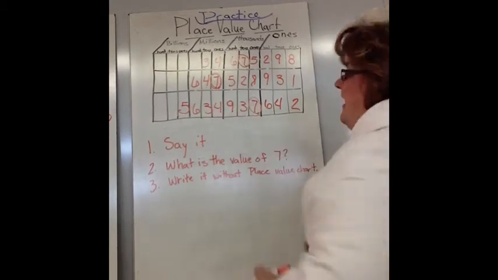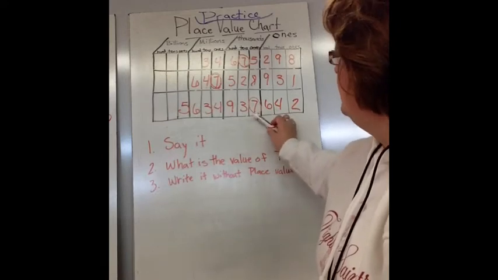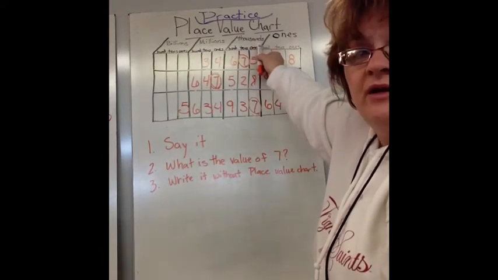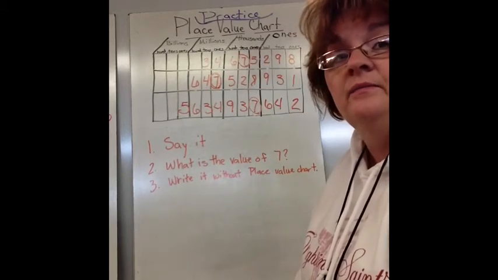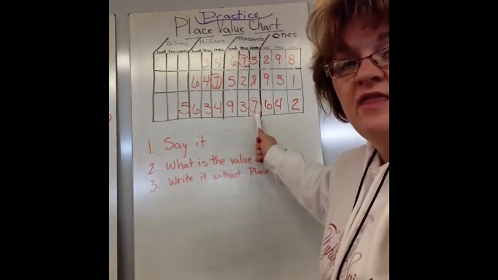Let's go ahead and take a look at that number. Okay, where is it located in the number? Okay, we know it's in the ones column, but it's also in the thousands period. So that means it is worth 7,000. Very good. That 7 is worth 7,000.